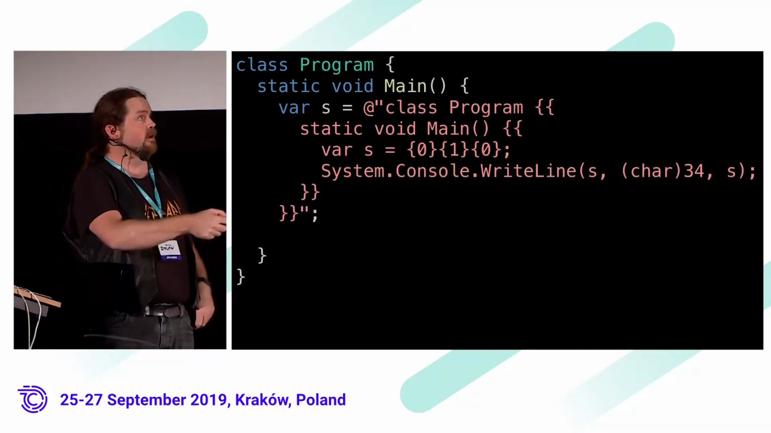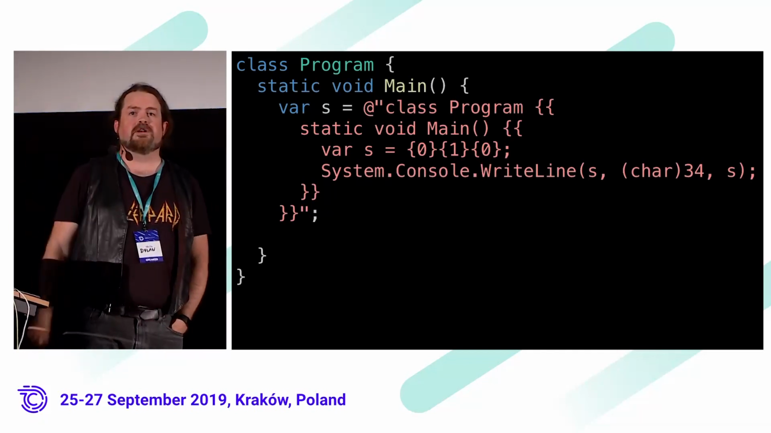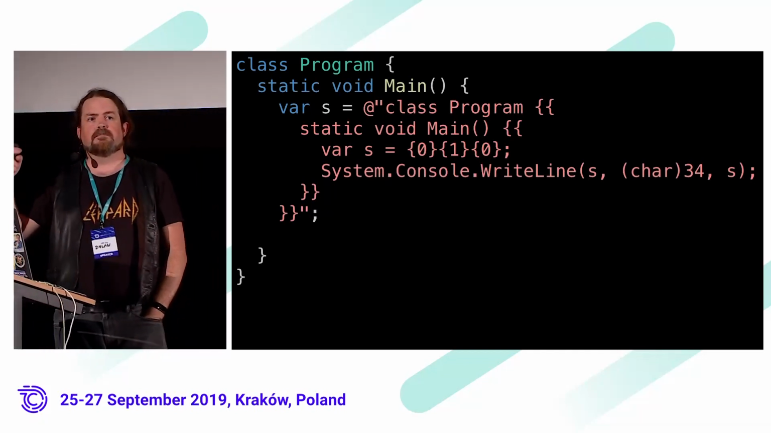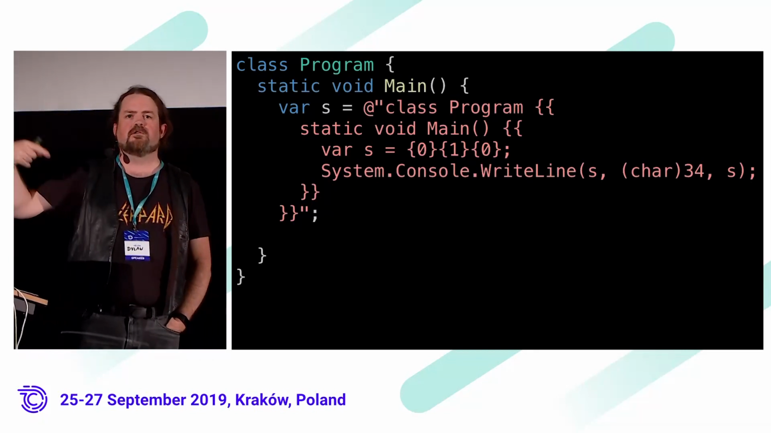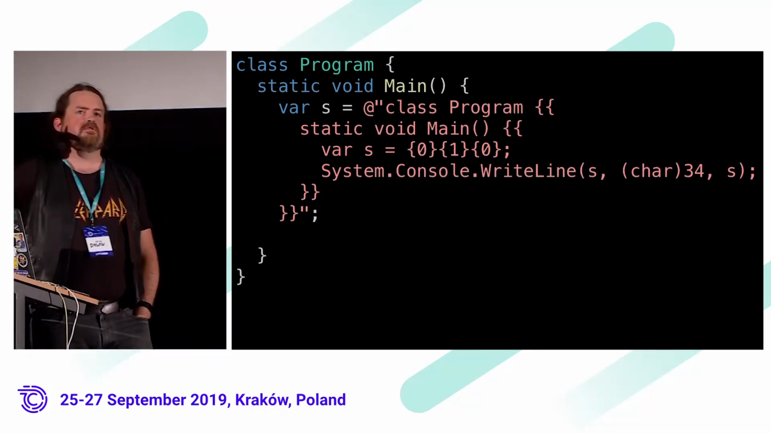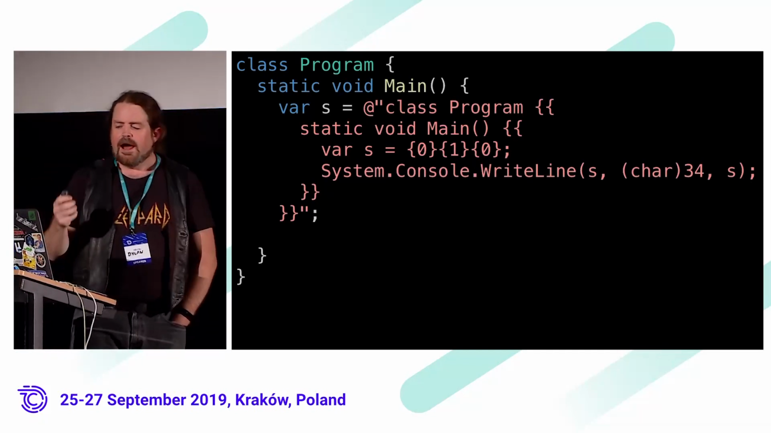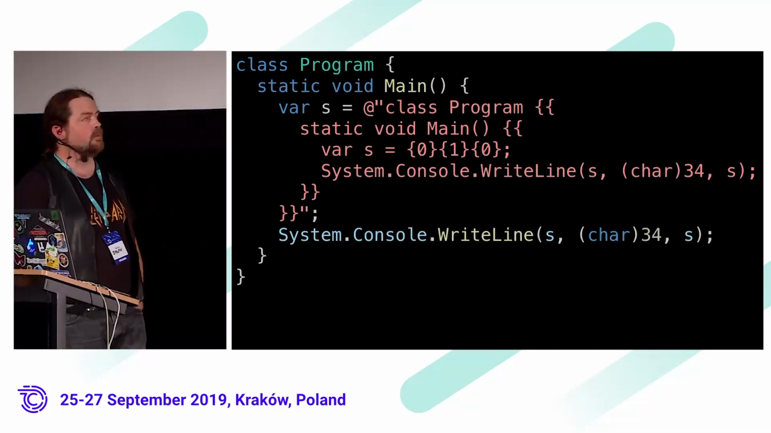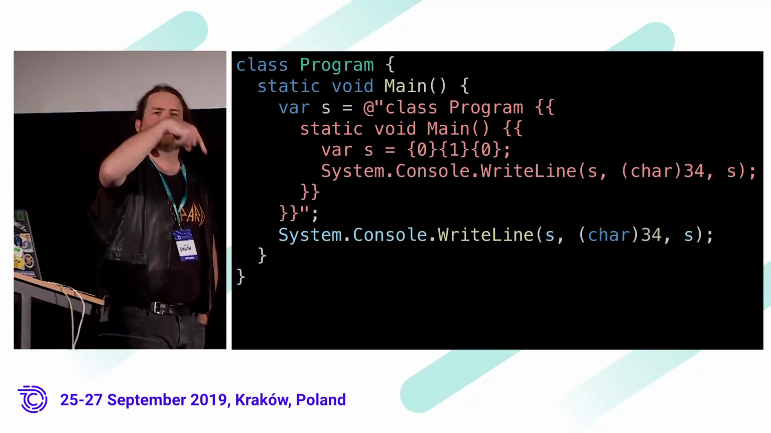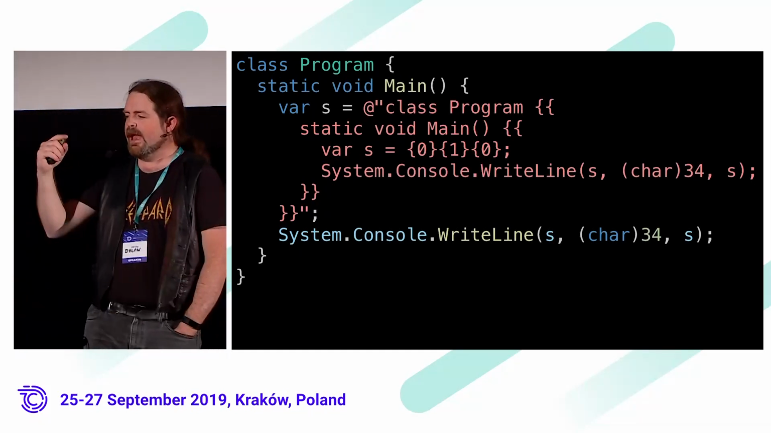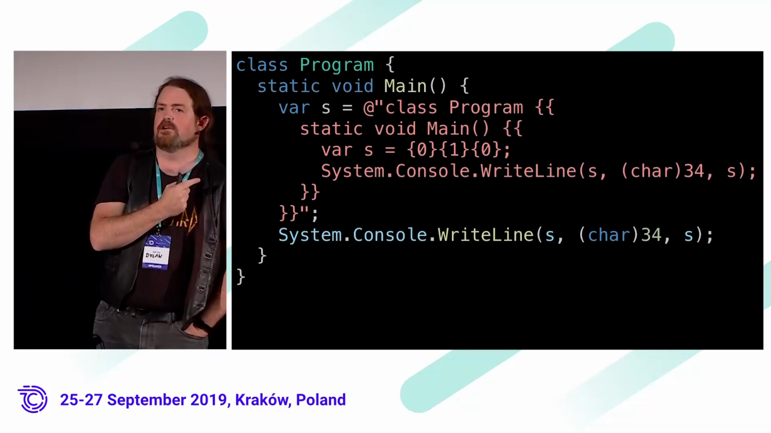Now, the char 34 here is a quote character, double quote in ASCII, because we can't quote quotes, because if we quote quotes the first time, we need to quote the quoted quote the second time, and the third time we need to quote the quoted quote. You see the problem. And then we're going to do a Console.WriteLine, and we're going to feed that template string back into itself as its own second argument, and this program will print its own source code, which I think is kind of cool.